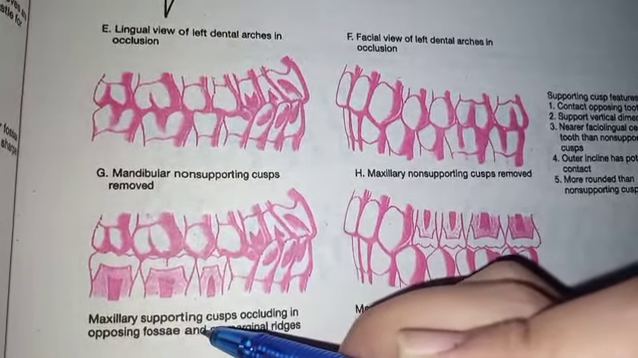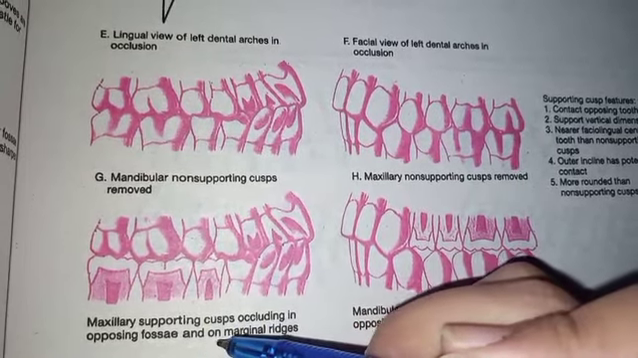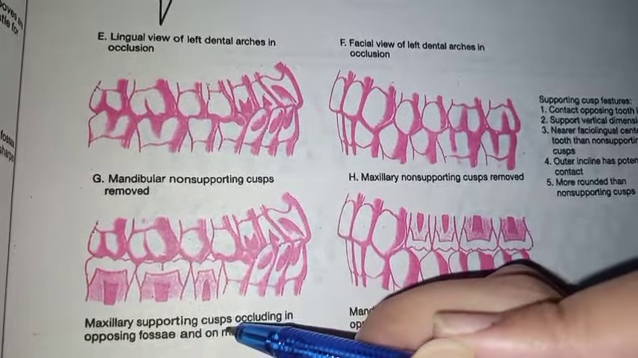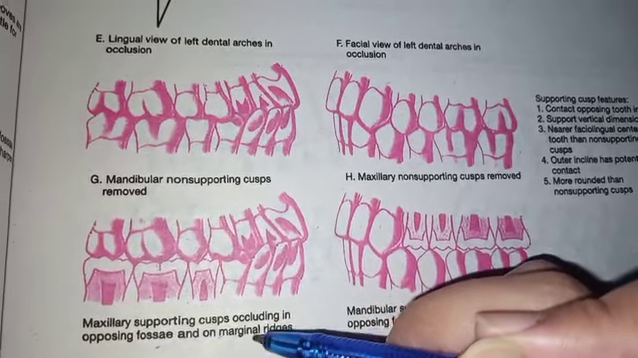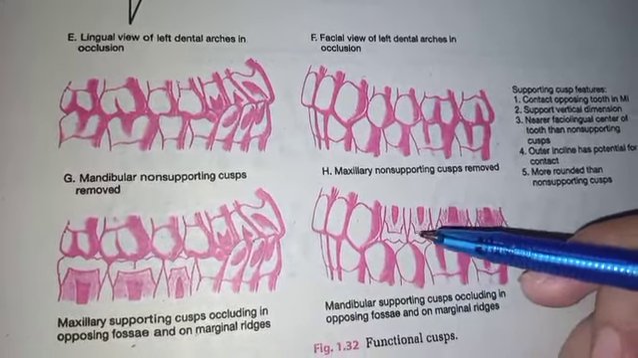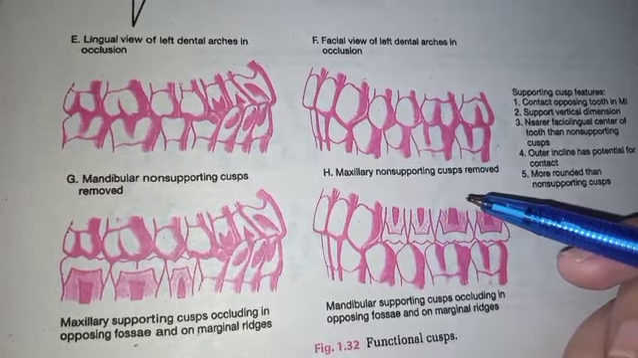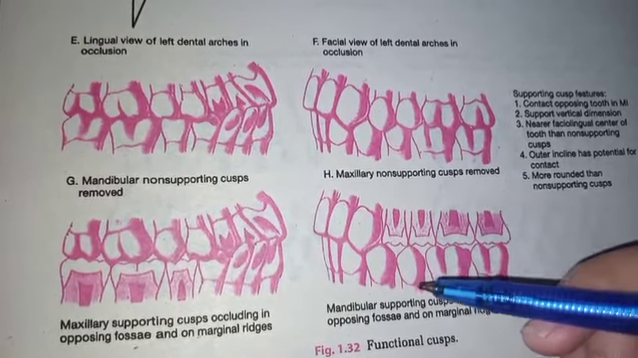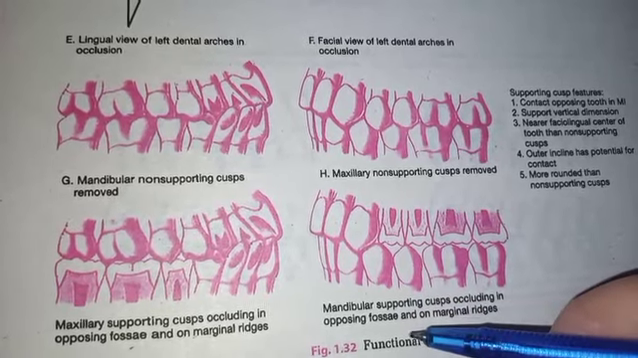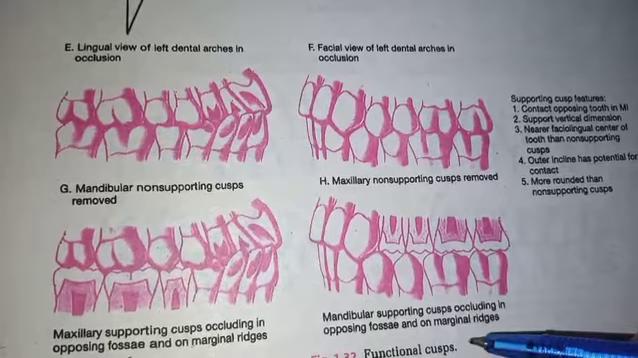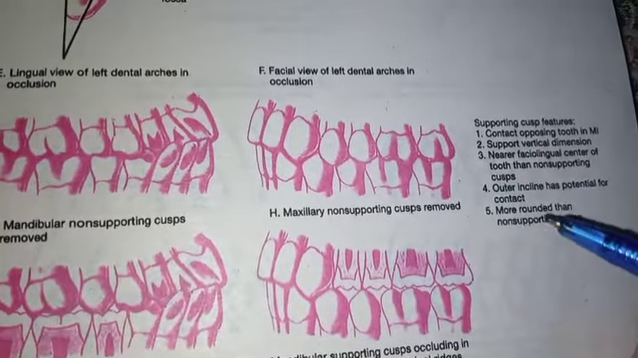Okay, maxillary supporting cusps include the opposing fossa. The maxillary supporting cusps include what? They actually include their fossa and marginal ridges. In maxillary non-supporting cusp, okay, so mandibular supporting cusp include again fossa and all the marginal ridges. So you have learned about them.